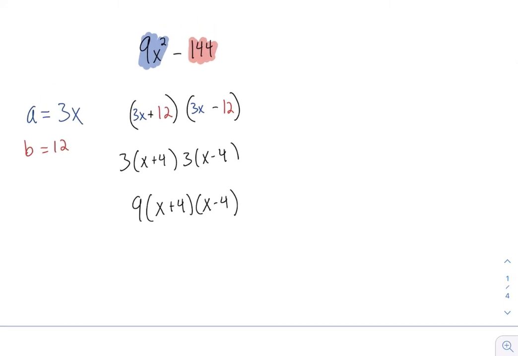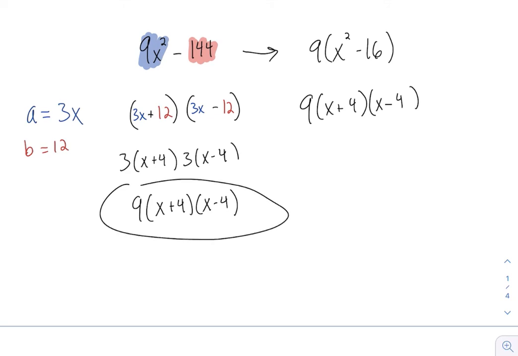Or what you should have done, and really the proper way of doing this, would have been to factor the 9 out in the beginning. So that would have given you x squared minus 16. And then you get the 9. Square root of x squared is x. Square root of 16 is 4. One with a plus, one with a minus. And you would have gotten the same answer. And so that's just something to be aware of.